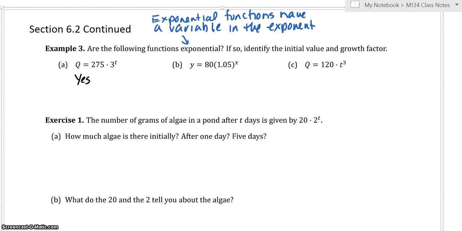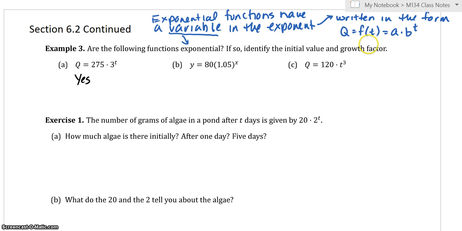If you remember our linear functions, the exponent in the variable was 1. And then quadratics, the exponent in the variable was 2. And then we went to see what happened when the exponents were negative, fractional. Now we're looking at when the exponent is a variable. And they're in the form where q equals f of t equals a times b raised to the t. That's what we saw on the last page in the last video.